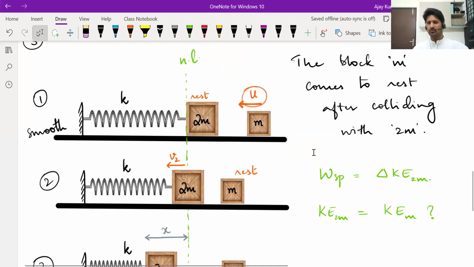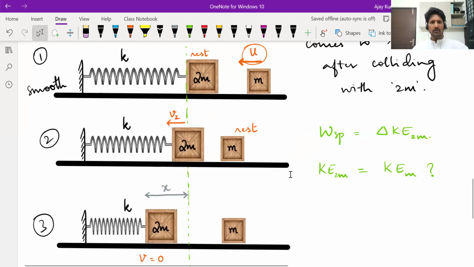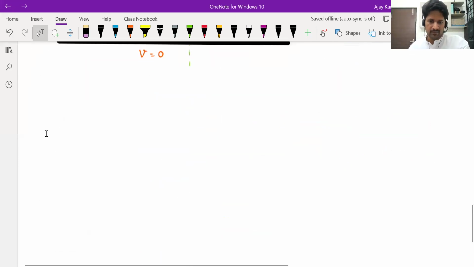Okay, let us discuss this point also. Is 2m getting all the energy lost by m? If 2m is getting all the energy lost by m, then you can directly apply work kinetic energy theorem from the first stage to the last stage. But there is no guarantee that 2m gets all the energy lost by m. And we will prove it using conservation of momentum itself. So let's go through this carefully, step by step.